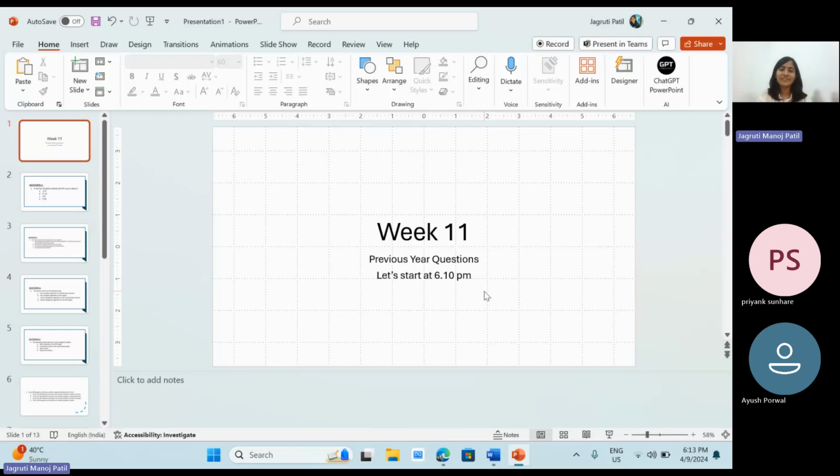So just to introduce myself, I'm Jagriti. I'm doing a PhD at IIT Gandhinagar. I'm a second year PhD student, and I'm working in quantitative ultrasound for tissue characterization.